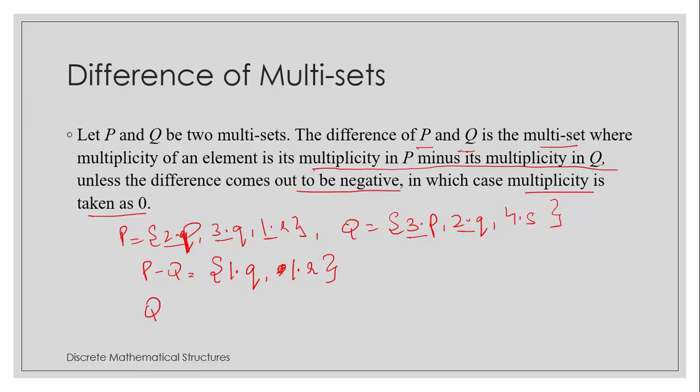Now if we calculate Q minus P, that will be 3 minus 2. So 1 dot P. 2 minus 3, negative, so it is taken as 0. Then R, 0 minus 1, again negative. Then S is 4 minus 0, so 4 dot S. This is Q minus P.